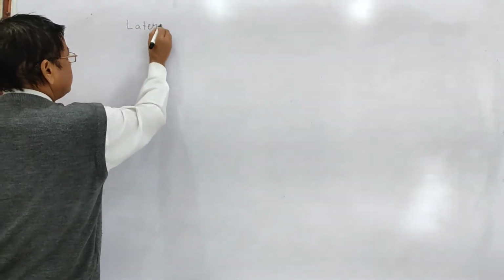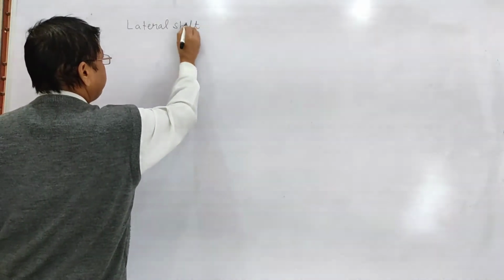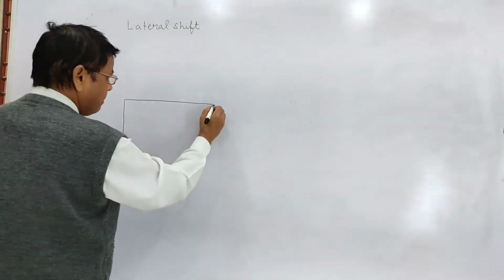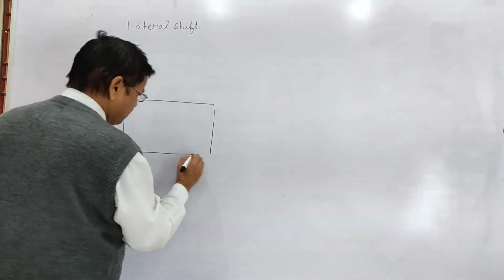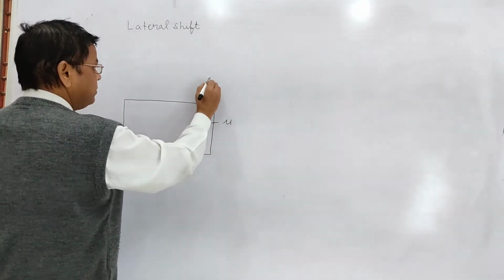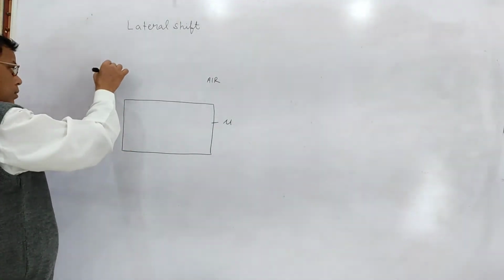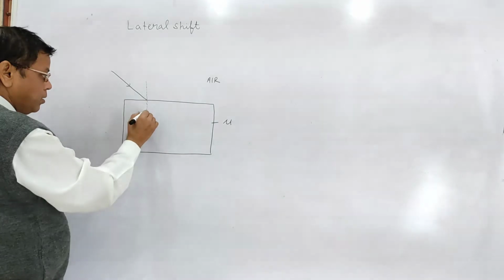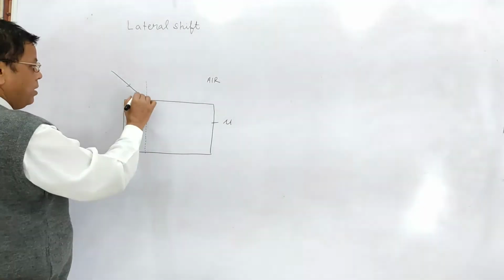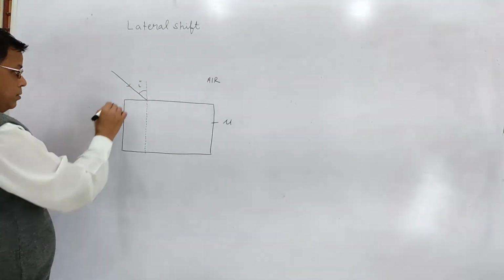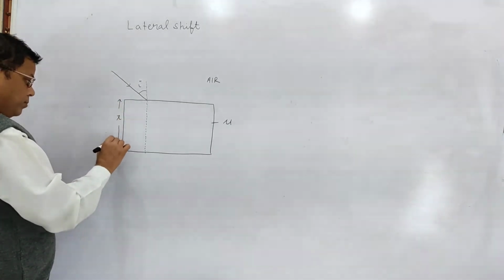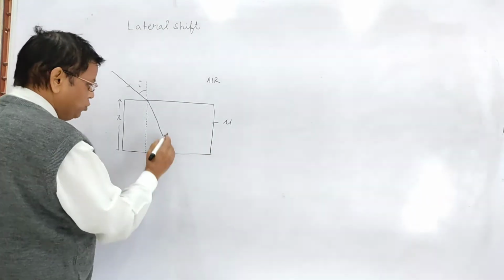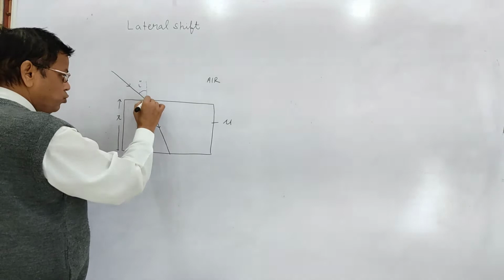Lateral shift. Suppose a glass slab is there, its refractive index is mu and this is air. A ray is incident like this at angle I. The thickness of this glass slab is T. Then after refraction it follows a path like this. It will bend towards the normal because it is entering a denser medium.